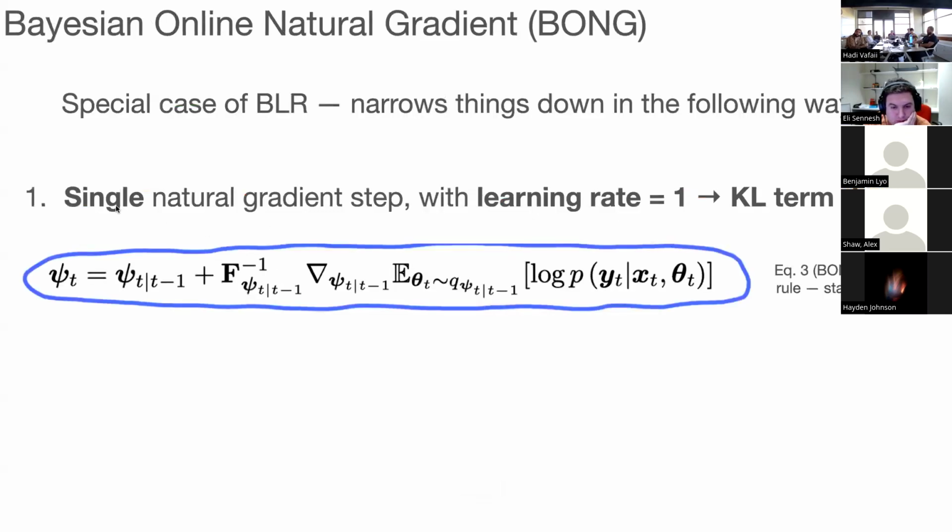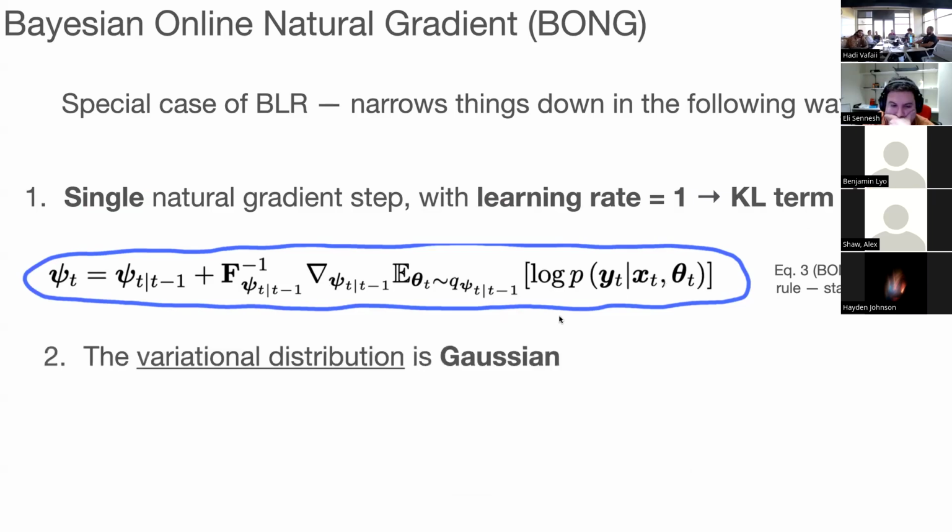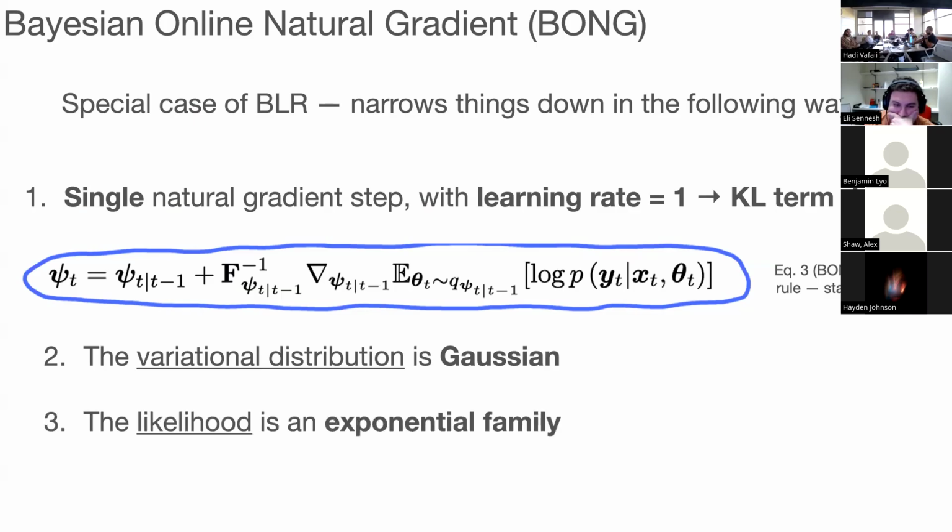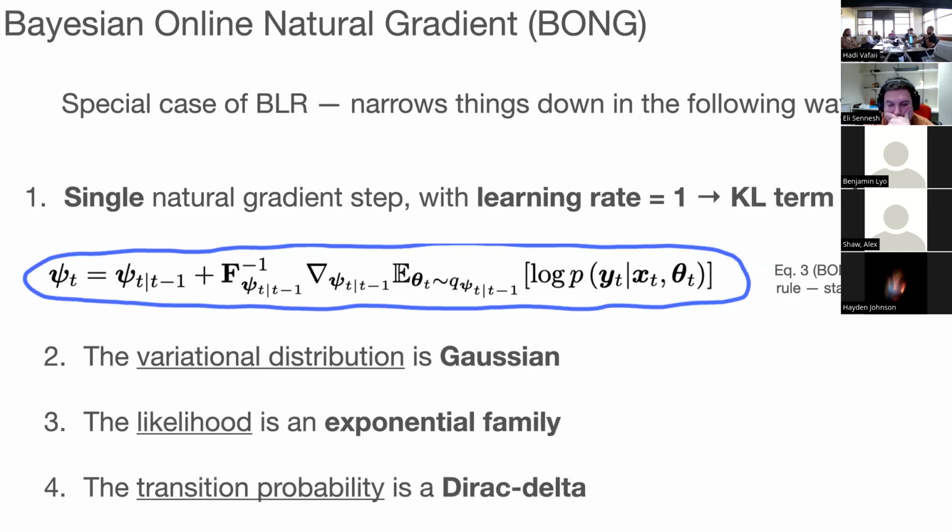So just to summarize so far, they say, let's start with BLR, but only do a single gradient step at learning rate 1, and the KL term drops. That's the summary so far. There are two or three more narrowing-downs in going from BLR to BONG. The variational distribution is Gaussian, even though in BLR it was the full exponential family. The likelihood is now an exponential family. And finally, the transition probability is a Dirac delta. It's a bit of a detail, but it's important because this relates to the follow-up paper. So the transition probability says, by the way, this is a typo in the paper.